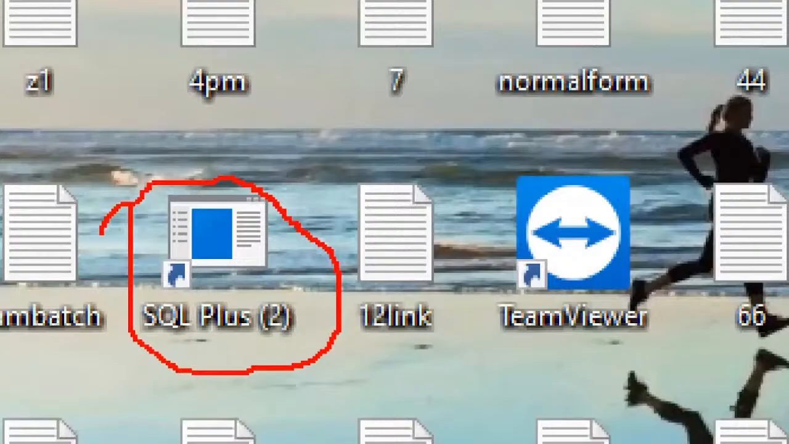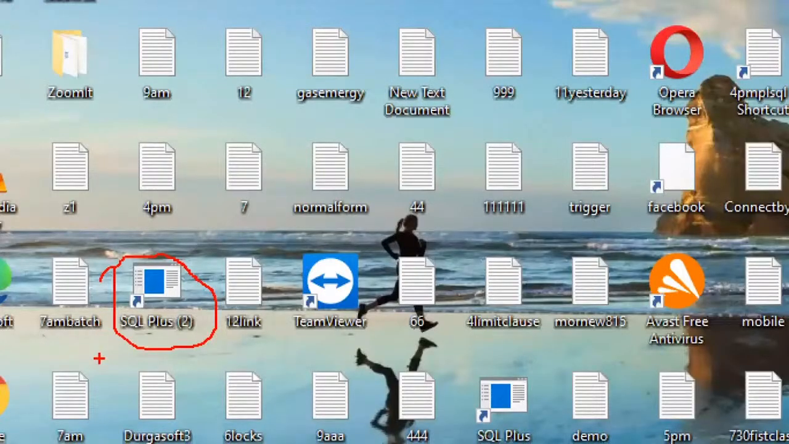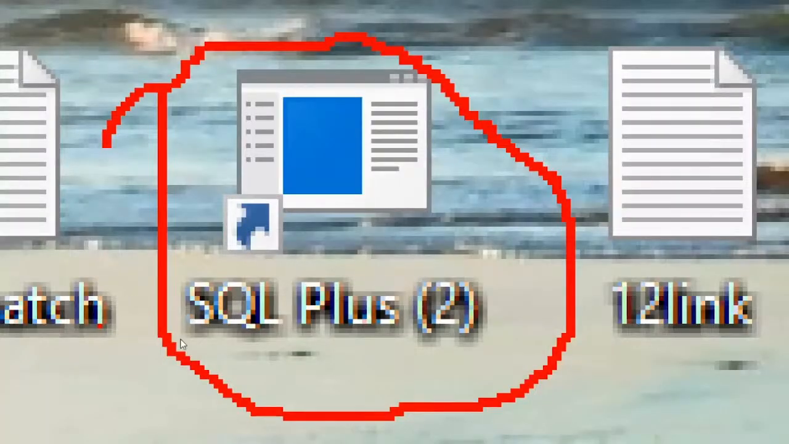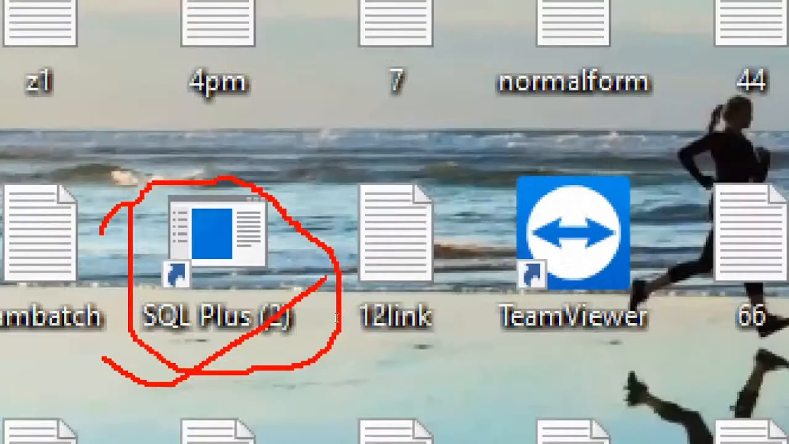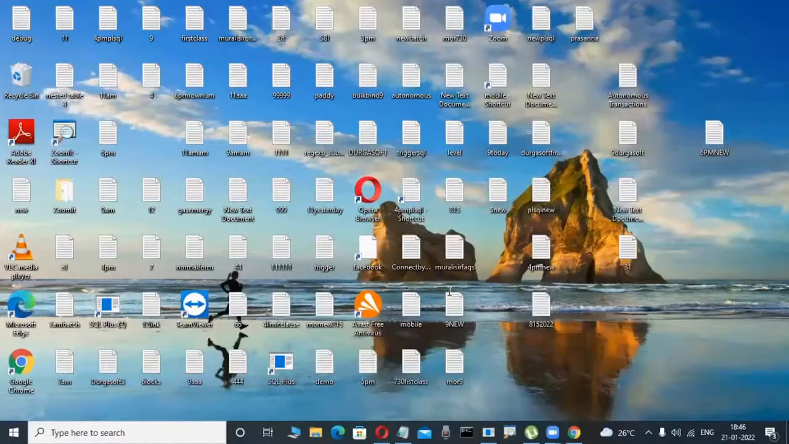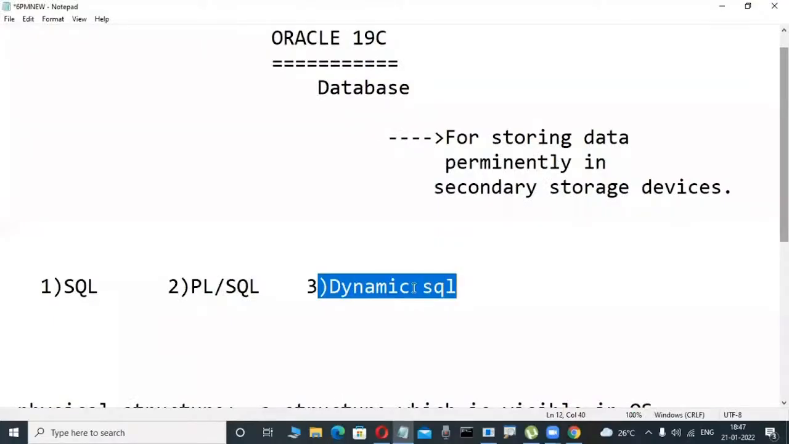What is this one? I'm installing Oracle. What is this one? SQL Plus is there. SQL is a language, you have an idea. PL/SQL is a language, some coding is there. Dynamic SQL is a language. Daily we are writing code.